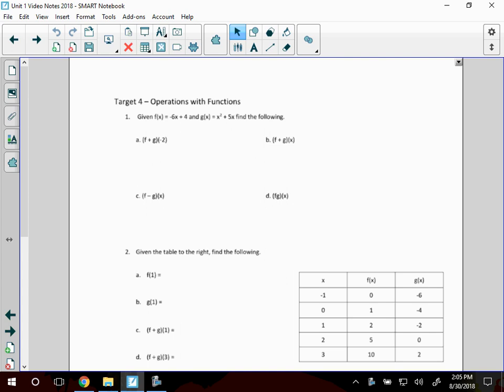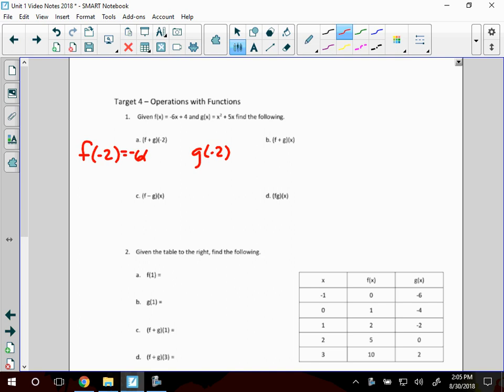Like in A, for example, this says f plus g of negative 2. And really what this is saying is to find f of negative 2, to find g of negative 2, and to add them together. So if I find f of negative 2, that'll give me 12 plus 4, that's 16. G of negative 2 is negative 2 squared plus 5 times negative 2. So that's 4 plus a negative 10, which is a negative 6. And then if I add those together, I get 10 as my final answer.